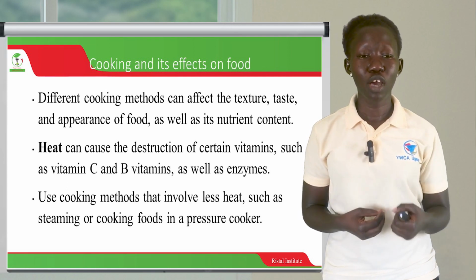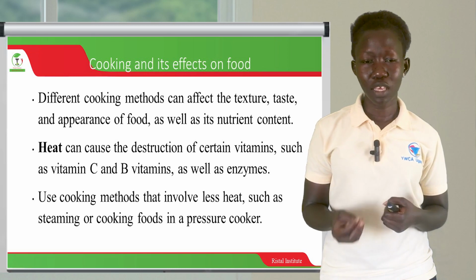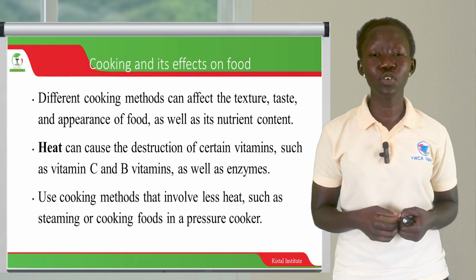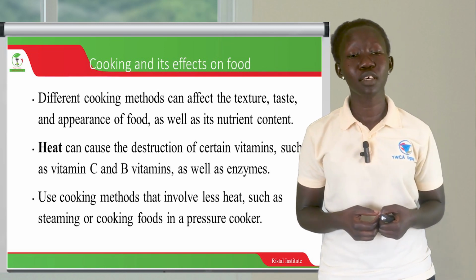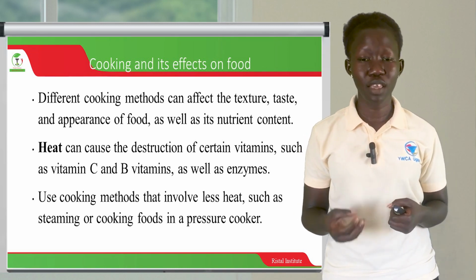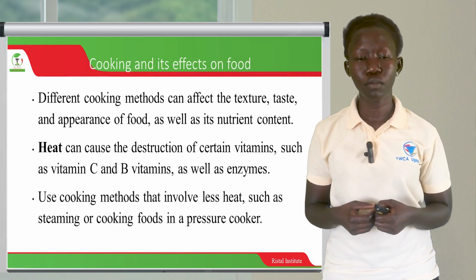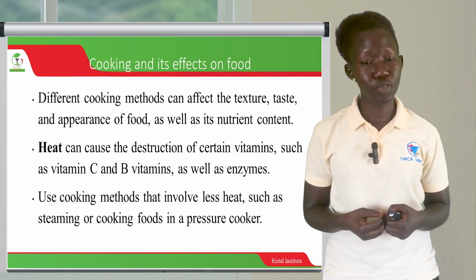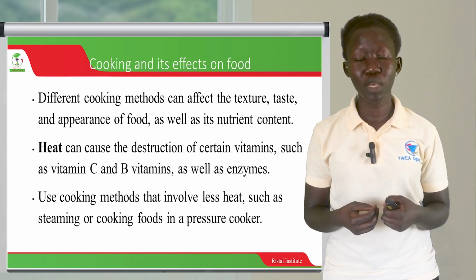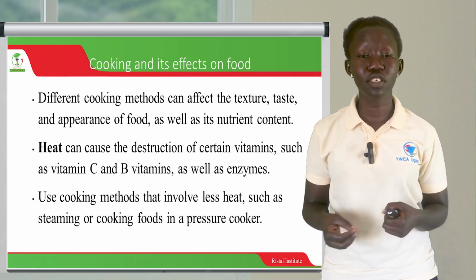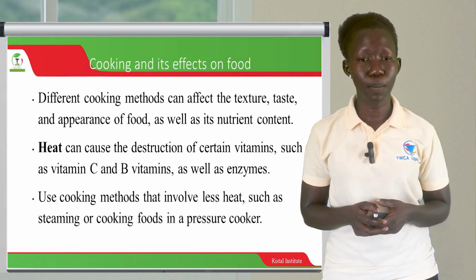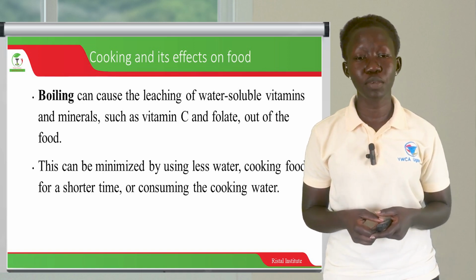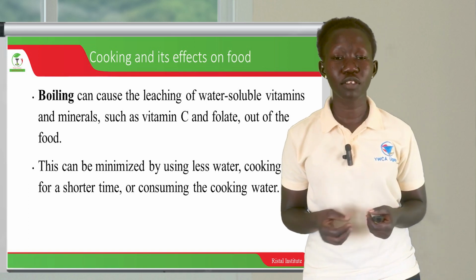When we are cooking our food, we always use heat, and this heat has different levels of destruction of nutrients. For example, heat can cause the destruction of certain vitamins, such as vitamin C and B, as well as the enzymes in these foods. So, to be able to minimize the effect of the heat on the nutrients and the vitamins, it's better to use cooking methods that involve less heat, such as steaming or cooking foods in a pressure cooker. How about boiling? Boiling causes the leaching of water-soluble vitamins and minerals, such as vitamin C and folate.